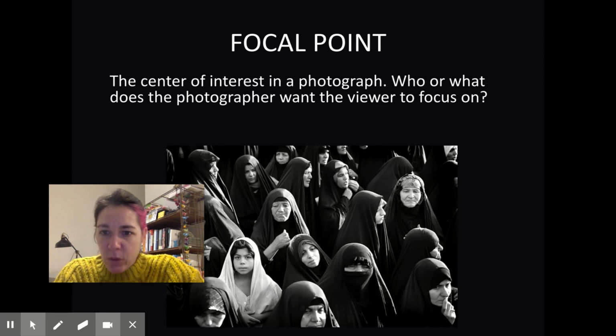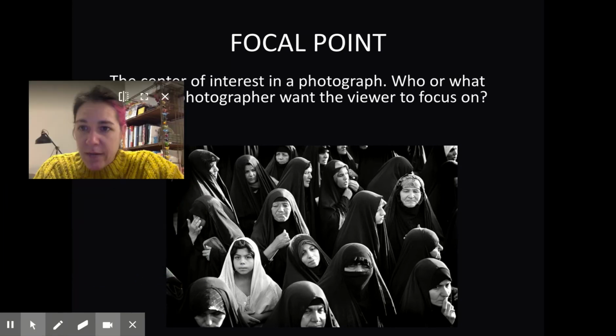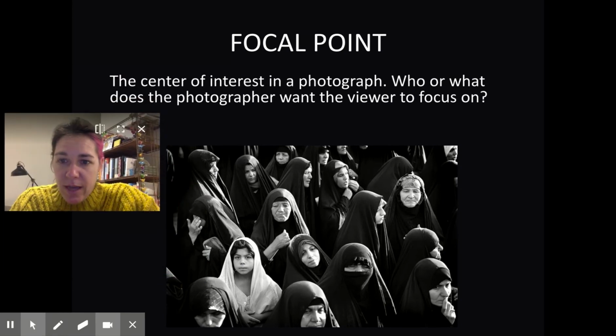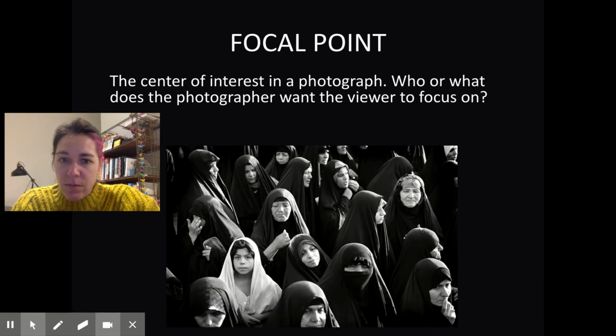And that's what a focal point is: the section in the photo that you want your audience to look at. You can create a focal point with many different things. You could do it with color. In this photo, this girl is in white and everybody else is a sea of black. That's creating a center of interest. Or like the leading lines photo I just showed you, the leading lines are leading us to a focal point.